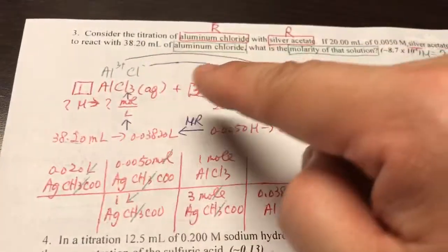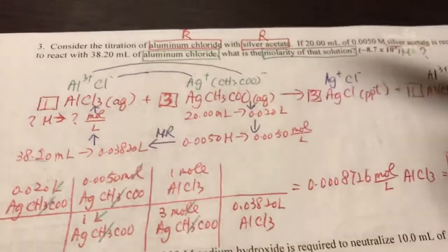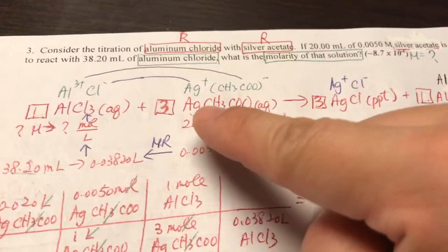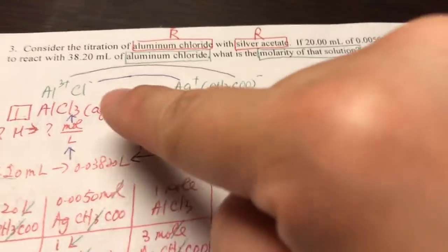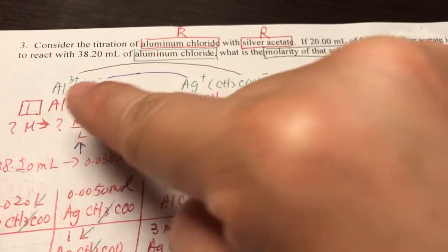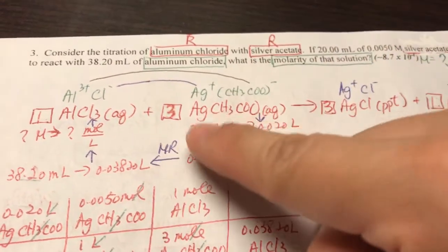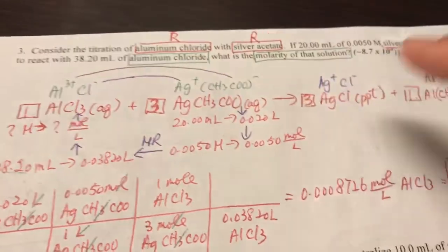So we first write down the aluminum chloride, AQ. It's a double displacement. Silver acetate, AgCH3COO, AQ. Now we draw the rainbow, right? We form back the charges: Al3 plus, Cl minus, Ag plus, CH3COO minus. We draw the arrow for the rainbow.